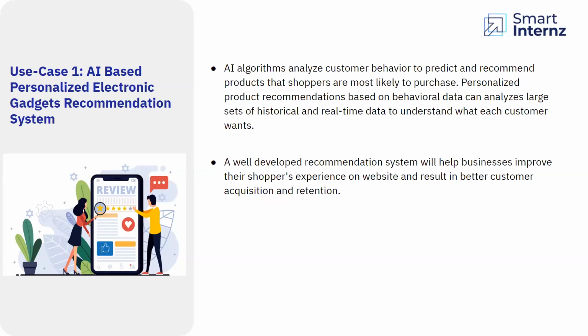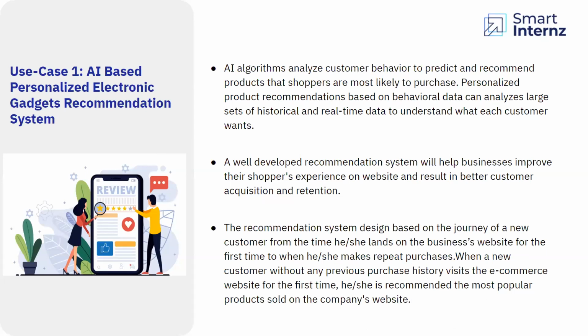Okay, so let's see. The recommendation system is designed based on the journey of a new customer, from the time he or she landed on the business website to when he or she makes a repeat purchase. There are several types of recommendation we can do. One is the personalized type, which depends on the history of your purchases. If you shop most frequently in one online shop, based on your purchase history we can recommend some products. Or based on the purchase history of other people, like people who bought a similar product.